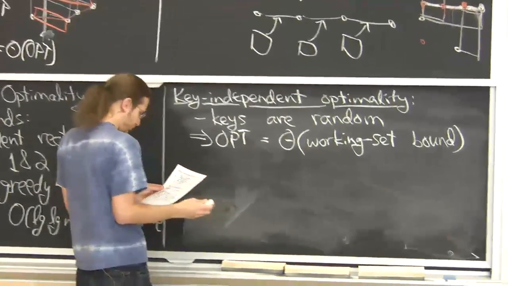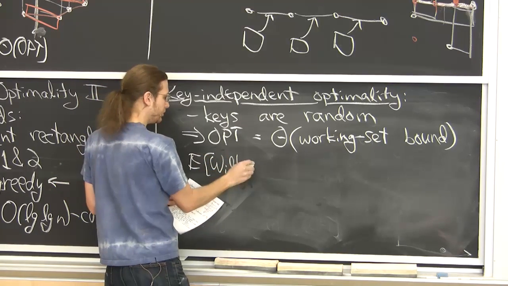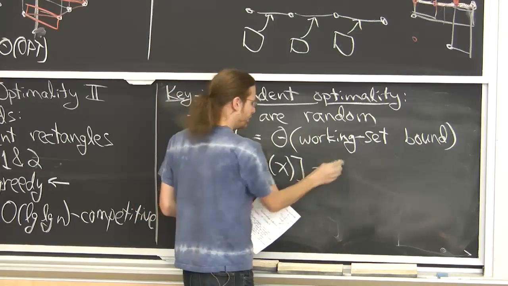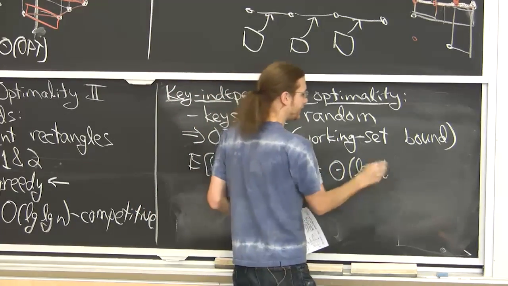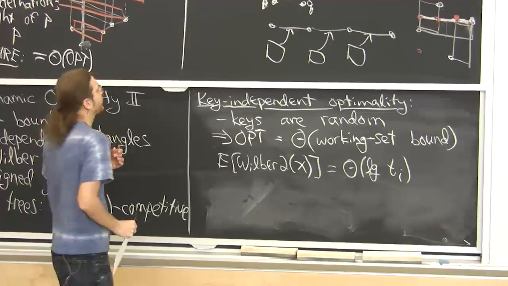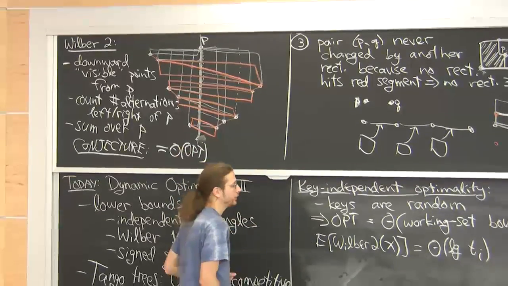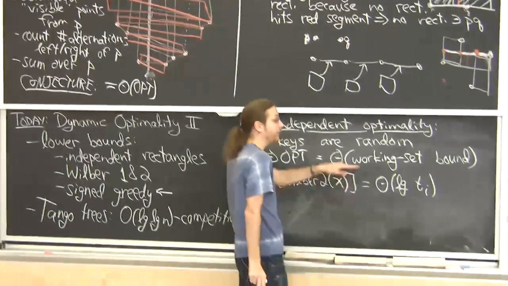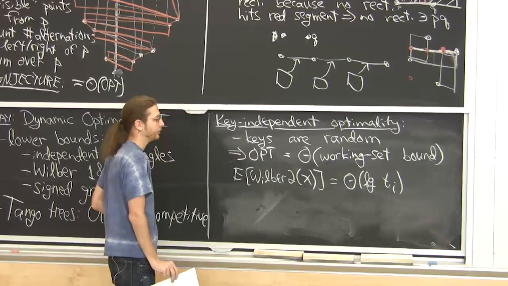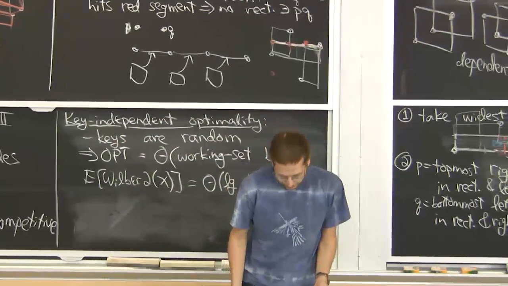So basically you show the expected Wilber 2 of a point over this randomization is theta log ti, where ti is the working set bound. And so that gives you the theorem. This gives you a lower bound of the working set bound. We have upper bounds of the working set bound, and therefore that's opt. Okay, so that's just a very quick sketch. If you're interested, check out the paper.